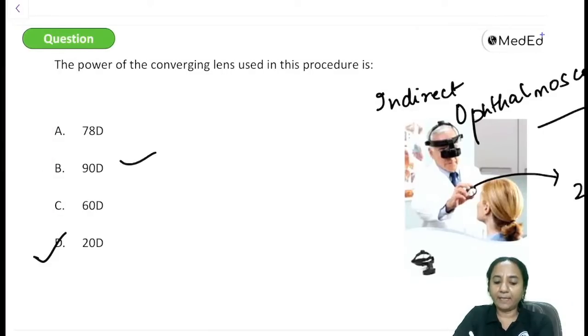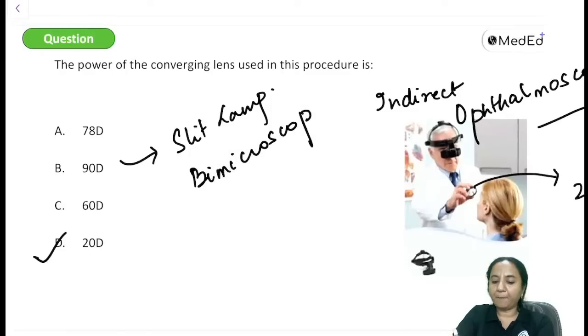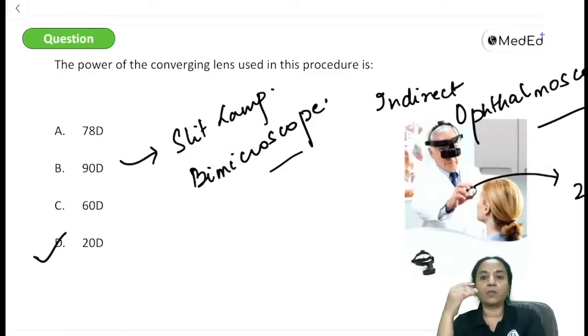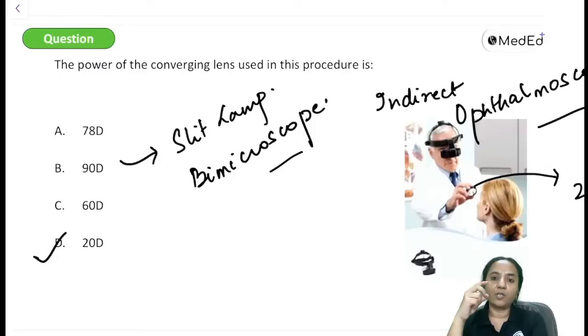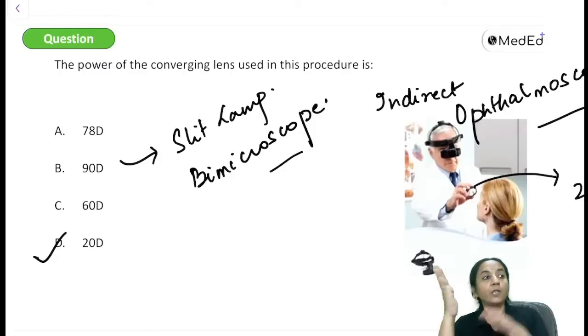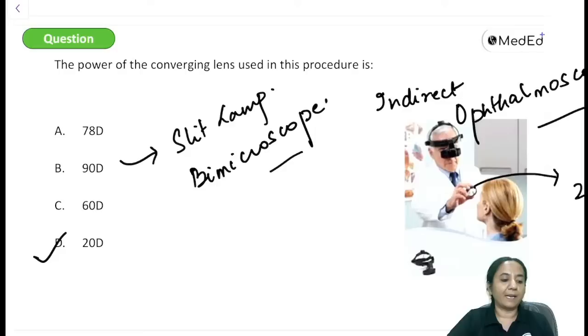And with your slit lamp bimicroscope, you use the 90D lens. The slit lamp bimicroscope allows you to see only up to the anterior 1/3 of the vitreous cavity. So if you want to see the posterior part of the vitreous cavity and the retina with your slit lamp, then you have to use this additional lens, which is your 90D lens. So remember, slit lamp with 90D lens, indirect ophthalmoscope with 20D lens. So here it is the 20D lens.